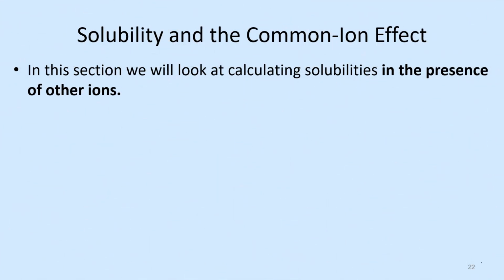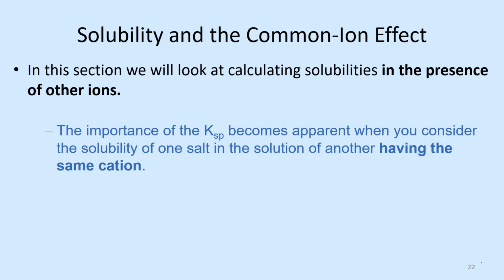Just like we had a common ion effect with pH, we also have a common ion effect with solubility. With pH, it generally always raises the pH for acids, but the common ion can actually affect solubility in different ways. So it depends on what the ions are, and we're going to look at that. Let's calculate the solubilities in the presence of other ions.